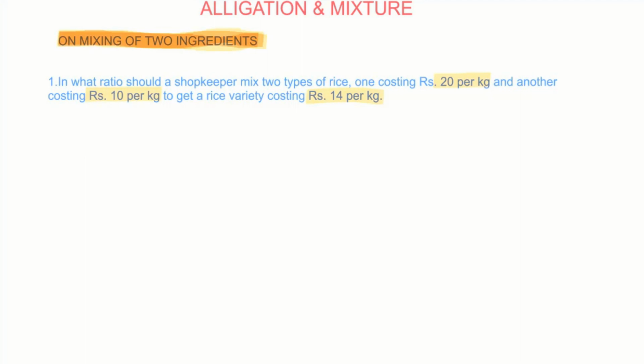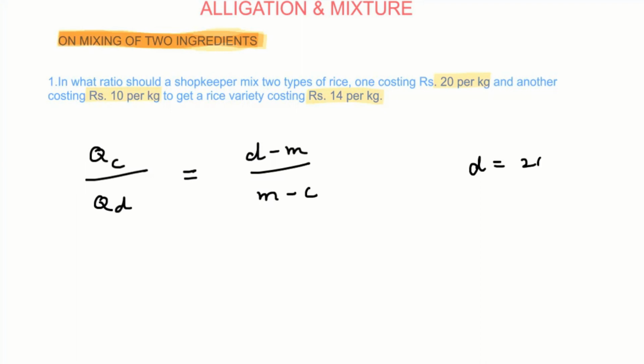The formula is quantity of the cheaper type divided by quantity of the higher value, dearer type. That is why we say quantity of cheaper by quantity of dearer. The formula is given by dearer price minus mean price divided by mean price minus the cheaper price. So here let us fix what is the dearer price, mean price and the cheaper price. Here the costly variety is rupees 20 and the cheaper variety is rupees 10, and when it is mixed the mean price is rupees 14. This is what the question information gives us.